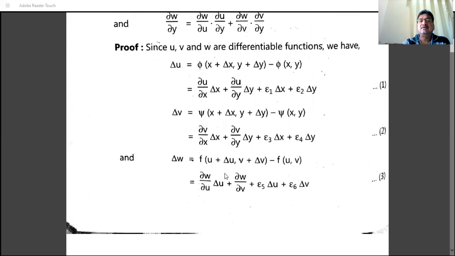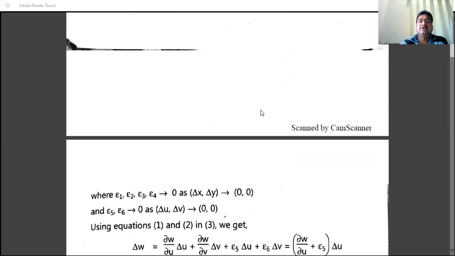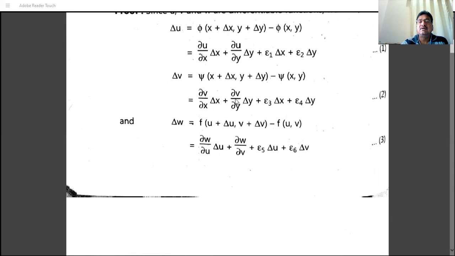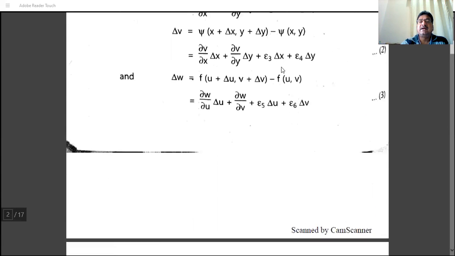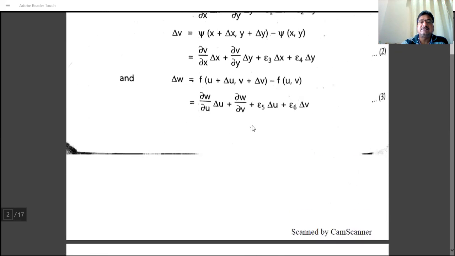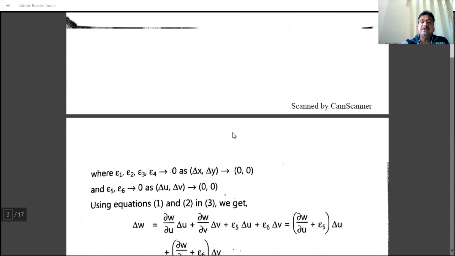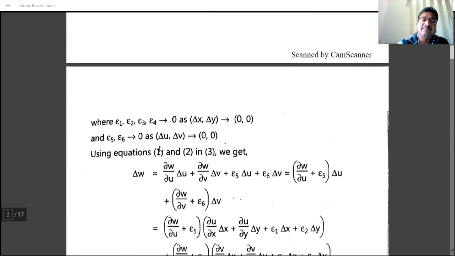So these u, v, w are all differentiable functions, and therefore by using the definition of a differentiable function, we have equation numbers 1, 2, 3, where epsilon 1, epsilon 2, epsilon 3, epsilon 4 all tend to 0 as Δx, Δy tends to 0, 0, and epsilon 5 and epsilon 6 tend to 0 as Δu, Δv tends to 0, 0, by using the definition of differentiability. Then using equations 1 and 2 in 3.